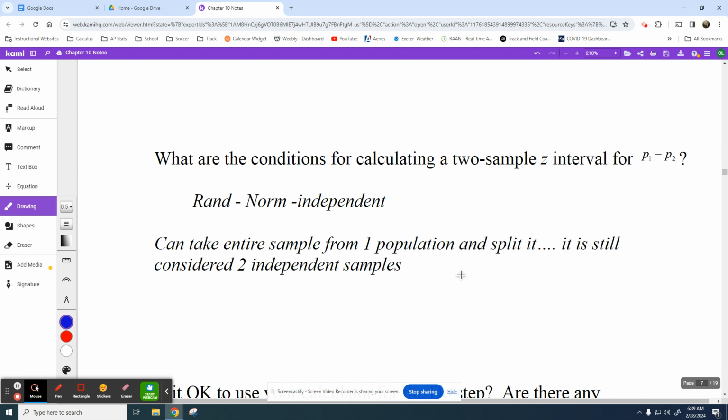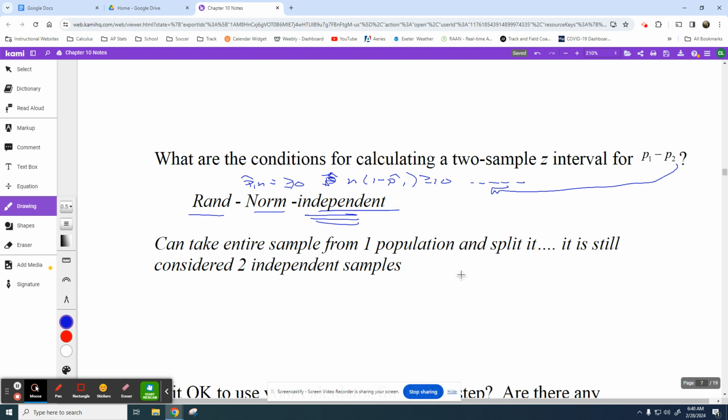What are the conditions for calculating a two-sample z-interval? Guess what? Random, normal, independent. Random and normal don't change. We still have to deal with n times p hat 1 being greater than or equal to 10, and then n times 1 minus p hat 1 being greater than or equal to 10. And then we need to do it for p hat 2 also. So we check that.